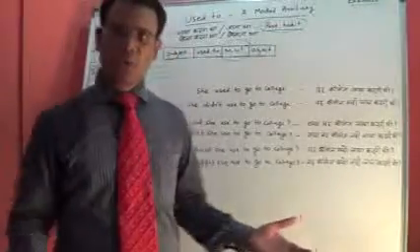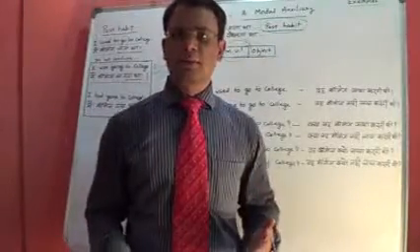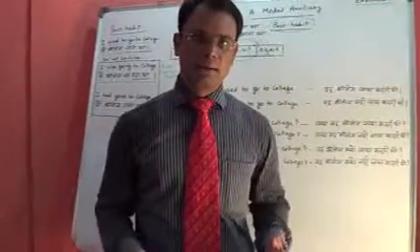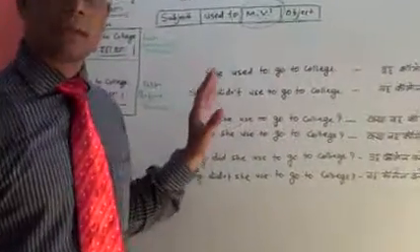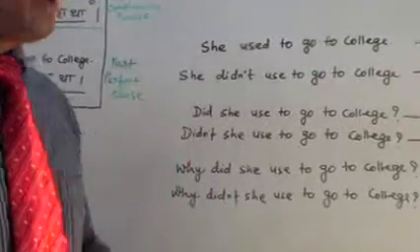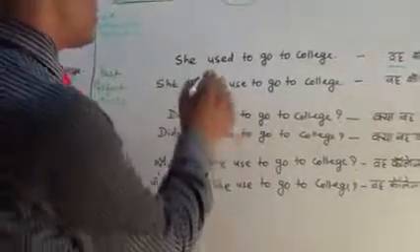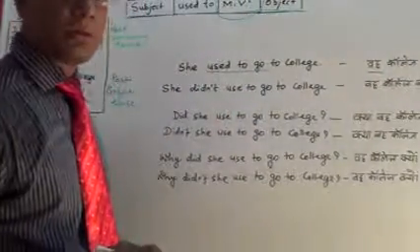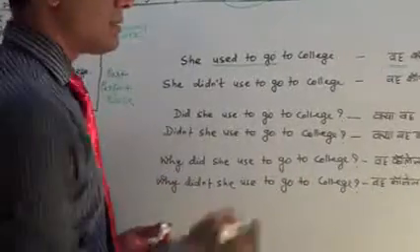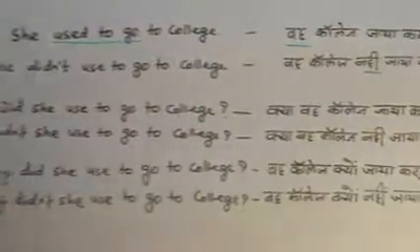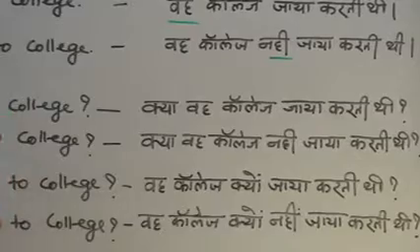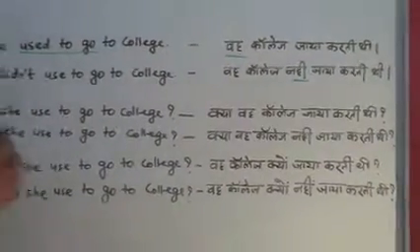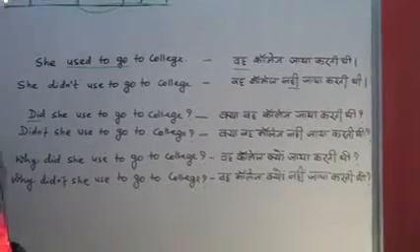Now, we can take some examples for your regular practice. Here we have mentioned some sentences for your regular practice. You can see here, वह कॉलेज जाया करती थी. She used to go to college. You can make the negative of this sentence. वह कॉलेज नहीं जाया करती थी. She didn't used to go to college. क्या वह कॉलेज जाया करती थी? Did she used to go to college?